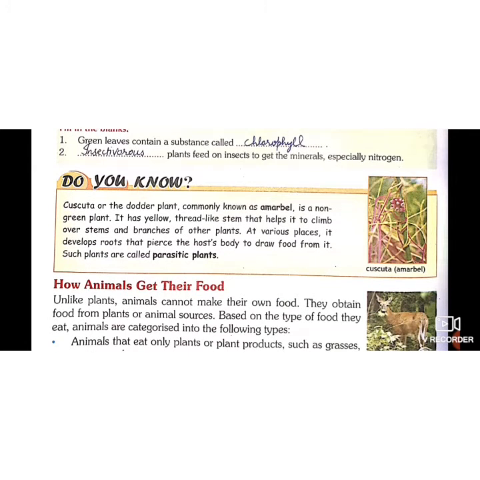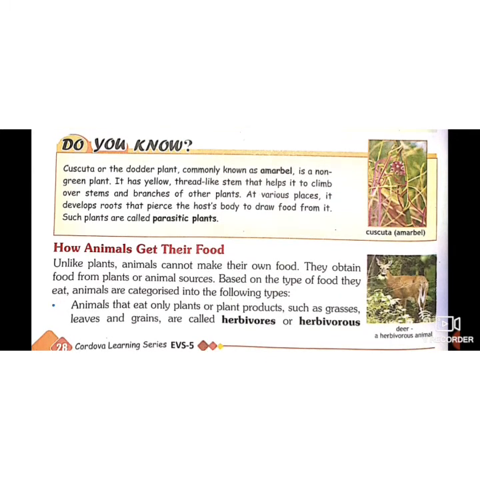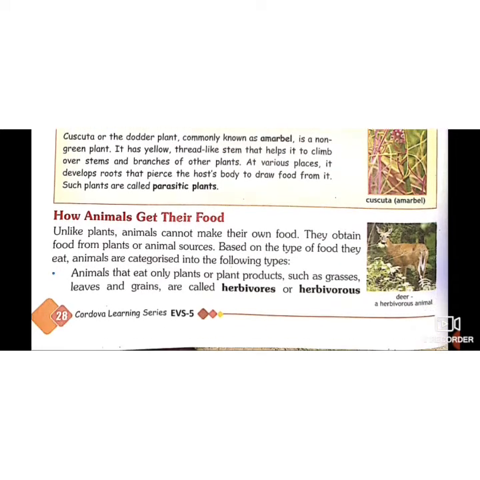So now it's time for fill in the blanks. Green leaves contain a substance called chlorophyll. Dash plants feed on insects to get minerals, especially nitrogen. Those are insectivorous plants.